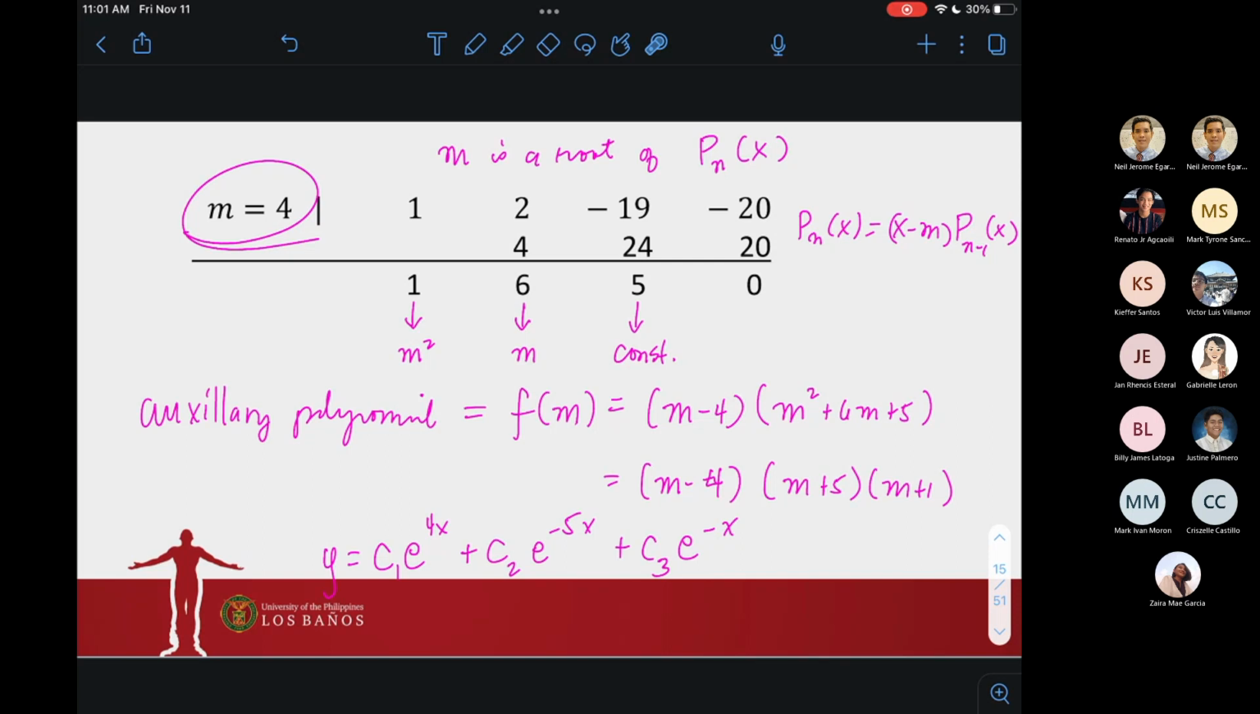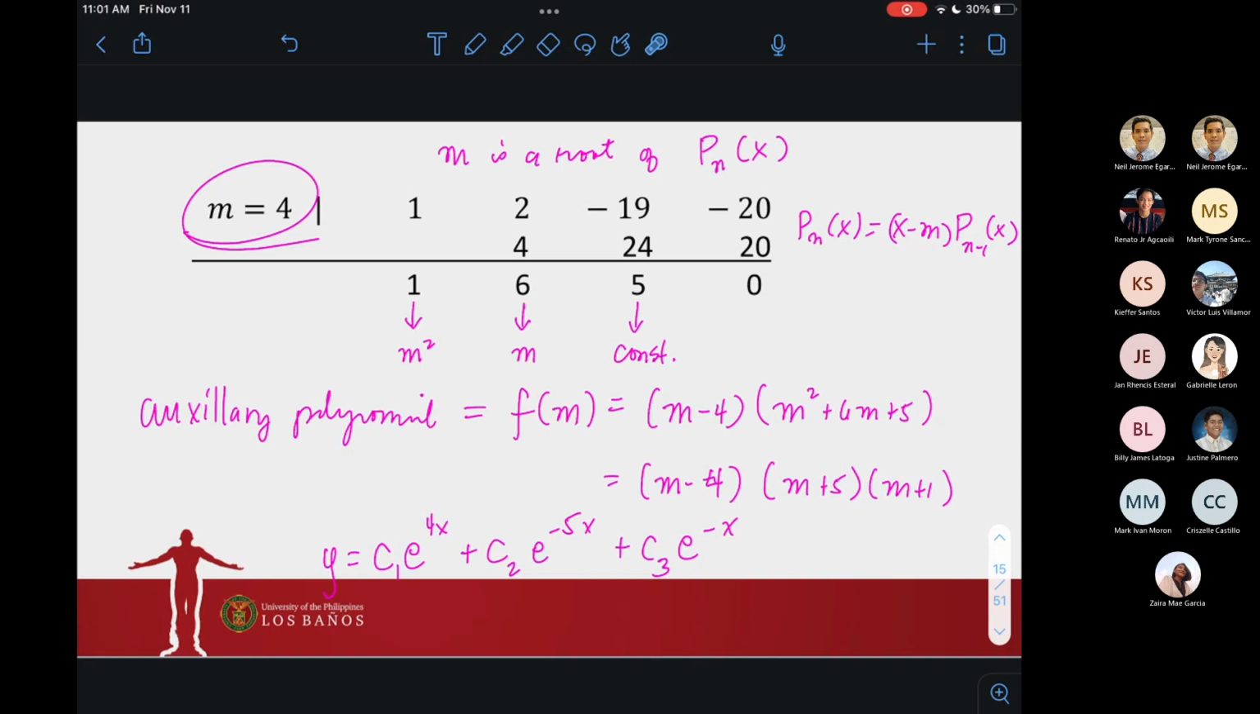Pwede kayong mag-quadratic formula or factoring kung pwede. Okay? So, yun yung isa yung kailangan paghandaan, pag-aralan, paano nga ba kumuha ng roots ng polynomial uli.